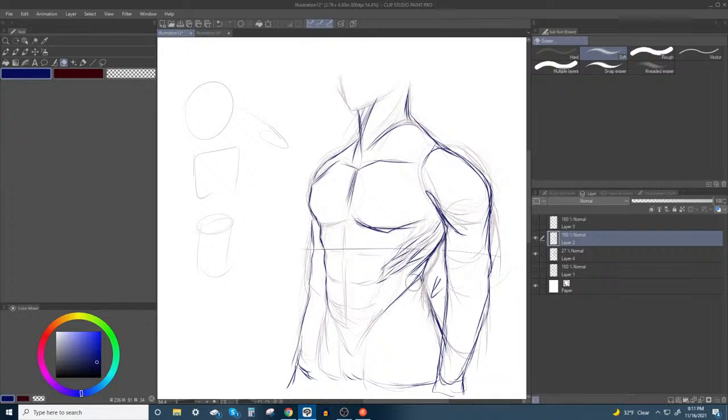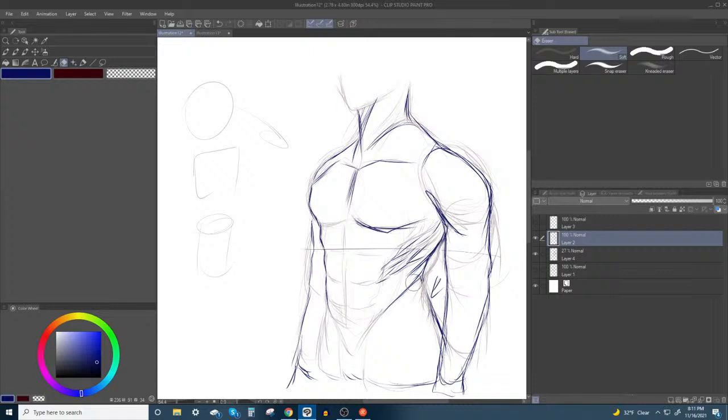You apparently have a class on how to draw a character. Where can I access this class? Is this a 101 or a Skillshare? And they share the drawings, and that's what I use.